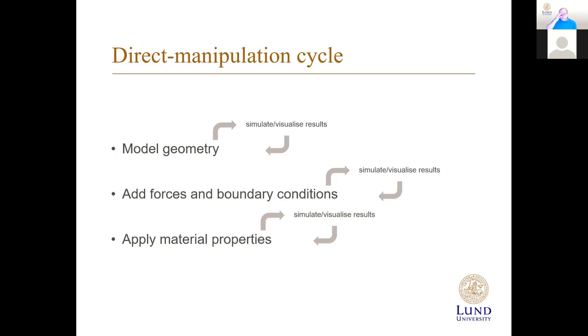So to update here, you can have this kind of direct manipulation update cycle. If you have your model geometry, the program can automatically simulate and visualize the results directly. Same thing when you add forces and boundary conditions: it checks to see, is the model stable? Yes, then I save it or do the calculation. If it's unstable, you can actually visualize the mechanism of that unstable structure. And if you change the material properties, it also simulates in the background to see the effects of this.